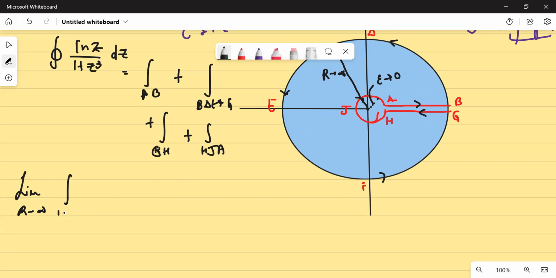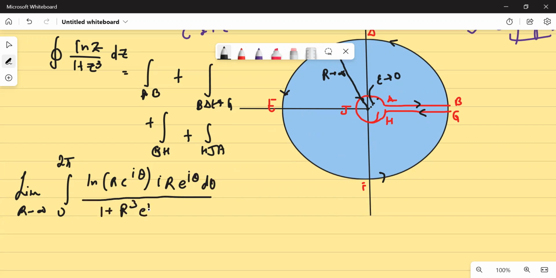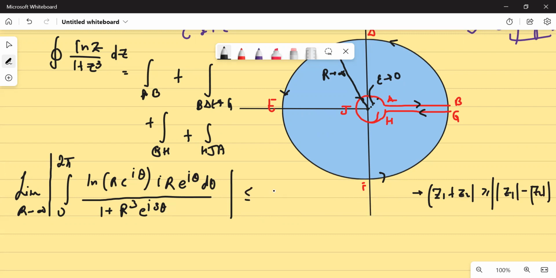So BDEFG means I'm integrating from 0 to 2 pi, and I'm on the circle. So instead of z, I will write ln of r e to power iota theta, times r e to power iota theta d theta, divided by 1 plus r cube e to power iota 3 theta. Let us take the modulus of it. I've previously taught that the modulus of z1 plus z2 is greater than or equal to modulus of z1 minus modulus of z2. Using this, you can write it as less than or equal to r ln r.